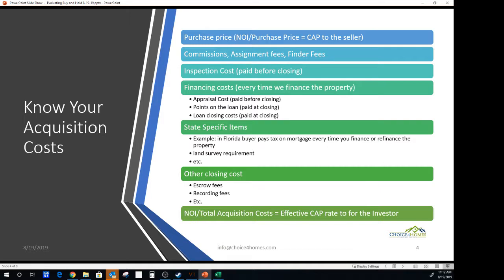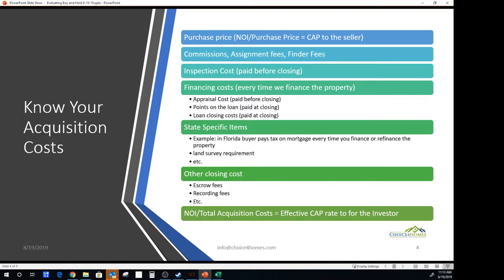Next would be the financing costs. Now, here's another cost that is paid before closing, and that's appraisal. Normally you would do the inspection, and then after that I would recommend doing the appraisal. Why? Because if you're going to drop $5,000 on inspection, and the inspection comes in bad, and the seller is not willing to negotiate the price down, then you wouldn't go into appraisal and wouldn't spend that money.